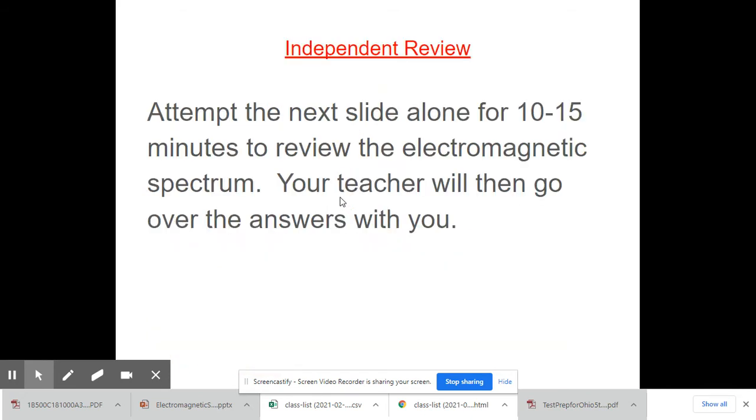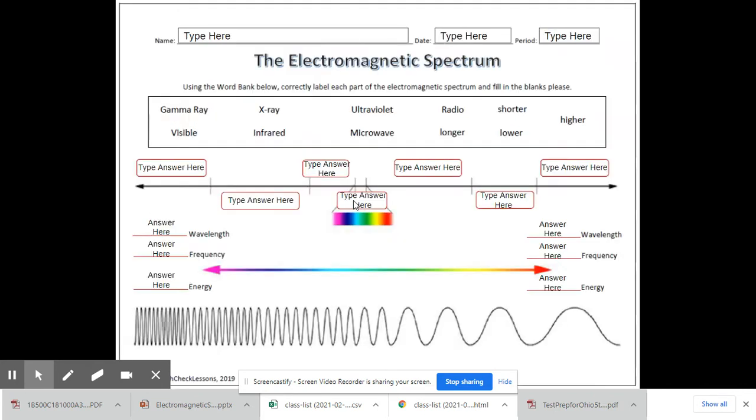Very shortly, you will be working alone, estimated time about 10 to 15 minutes on your own, reviewing the electromagnetic spectrum. You will see this slide. Out of present mode, you will type where it says type here. You see at the top a word bank. Let's go over these. There's a lot. It might seem overwhelming, but I'm going to explain how to break it down.